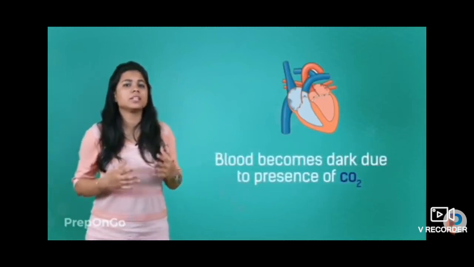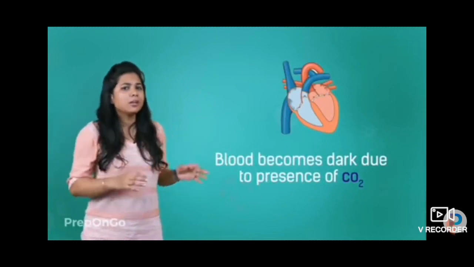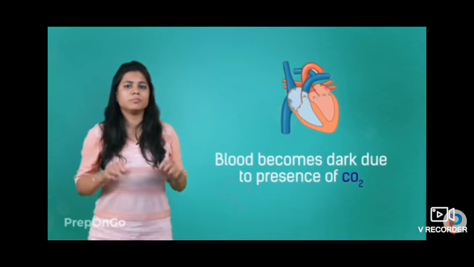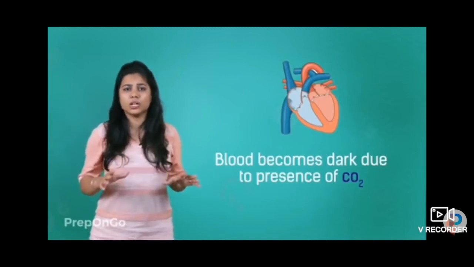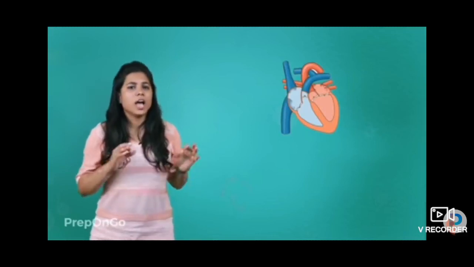Now, you must have seen in the diagram that the deoxygenated blood is depicted blue. You must have also seen that the veins in our hands or in our legs appear a bit bluish. The blood becomes dark in color because of the presence of carbon dioxide, but it is not blue in color. So we have seen the functioning of the heart and the different chambers involved in the working.